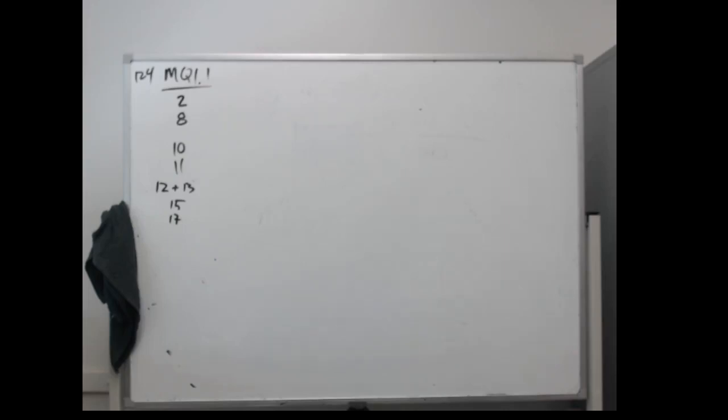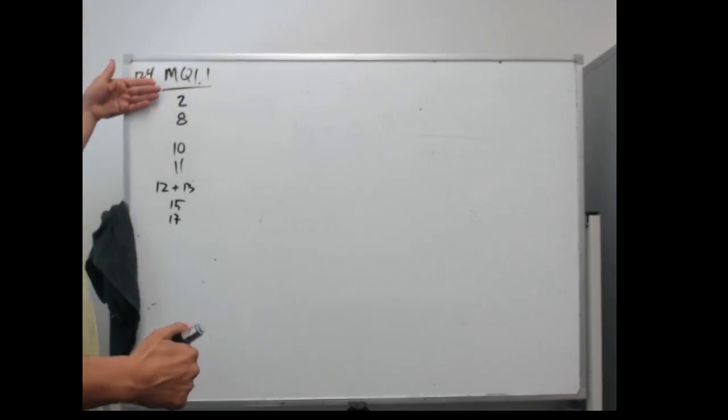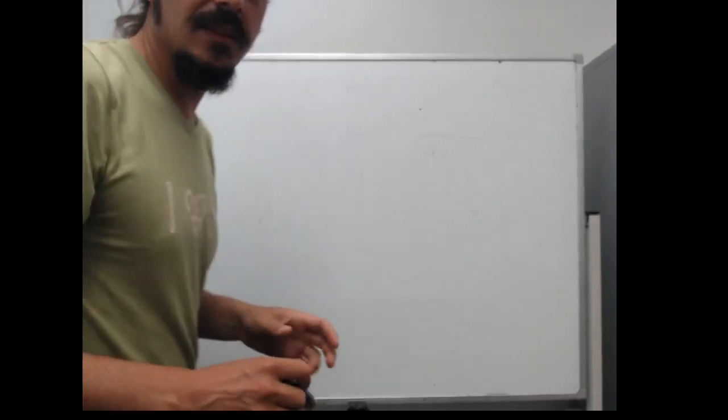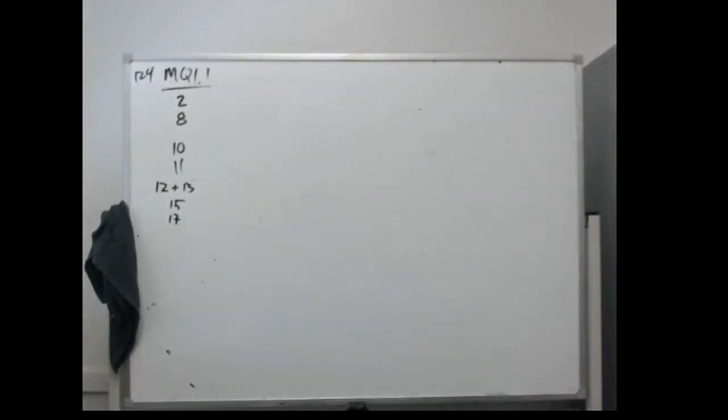Hey, so we are in 124 office hours. We got some questions about 1.1. We're going through 2, 8, 10, 11, 12, 13, 15, and 17. I just got to see what those problems are now. Most of the problems on this homework are about unit conversion and a little bit about significant figures.